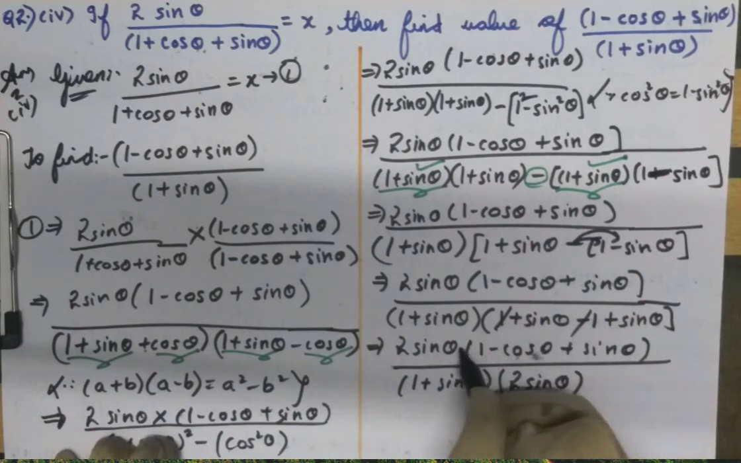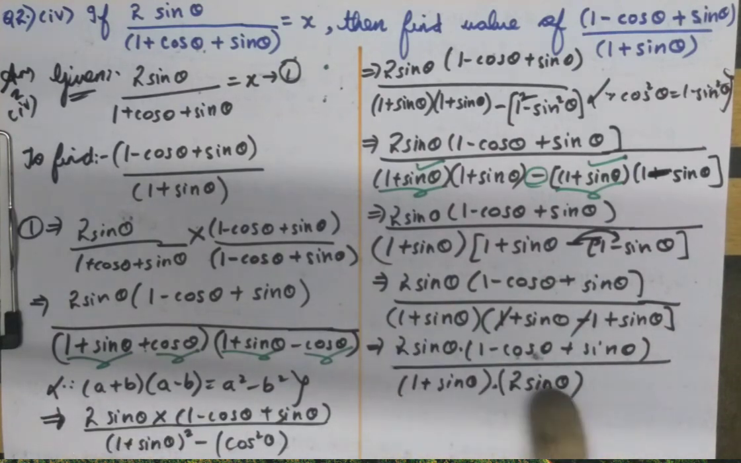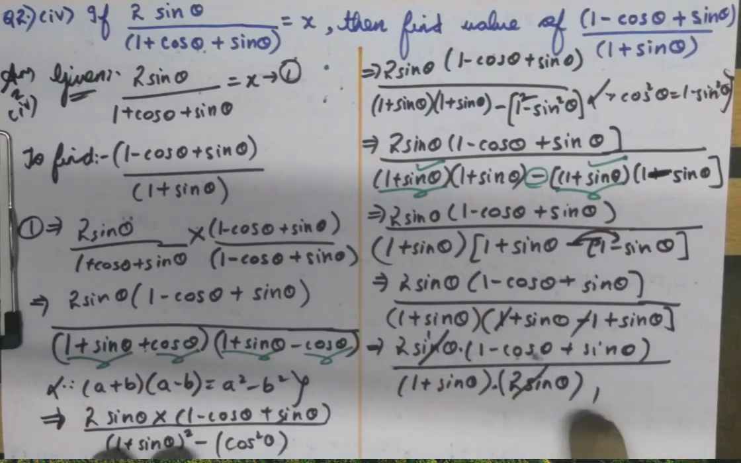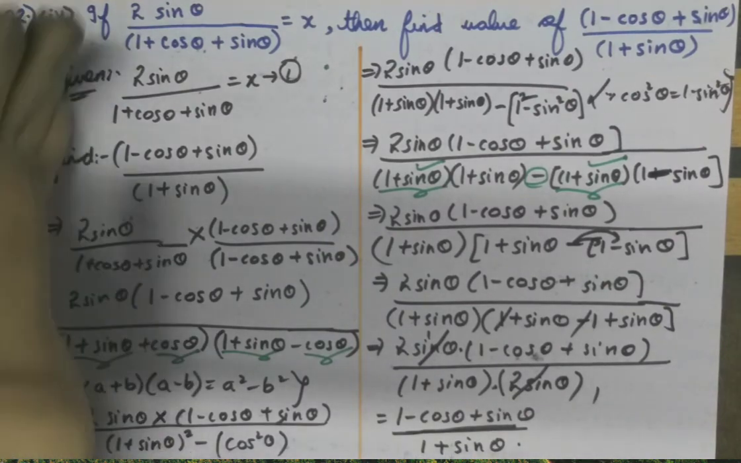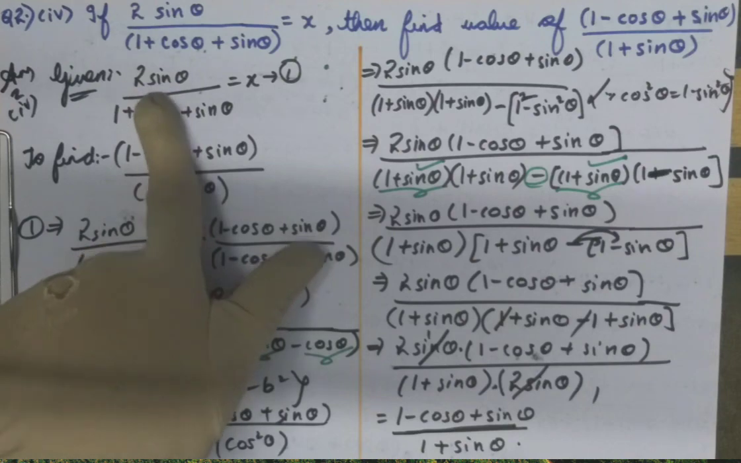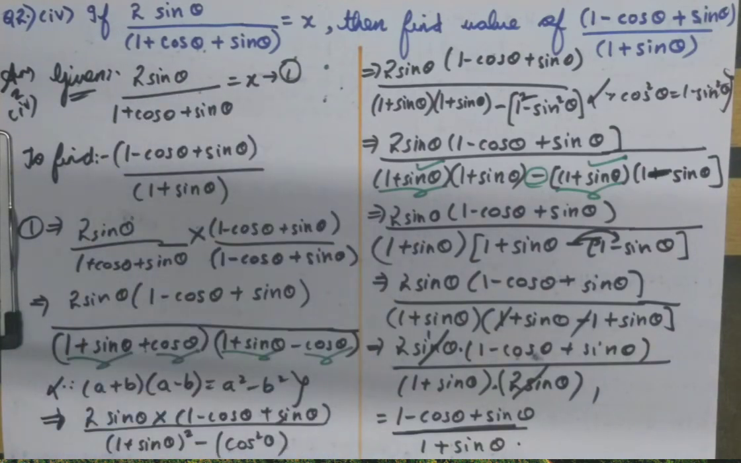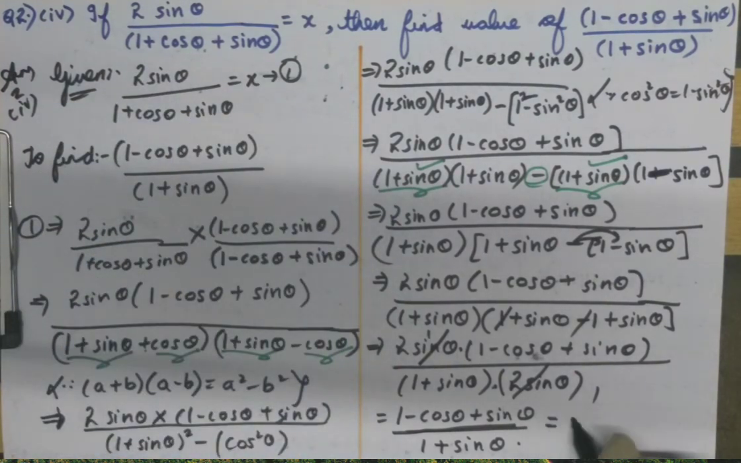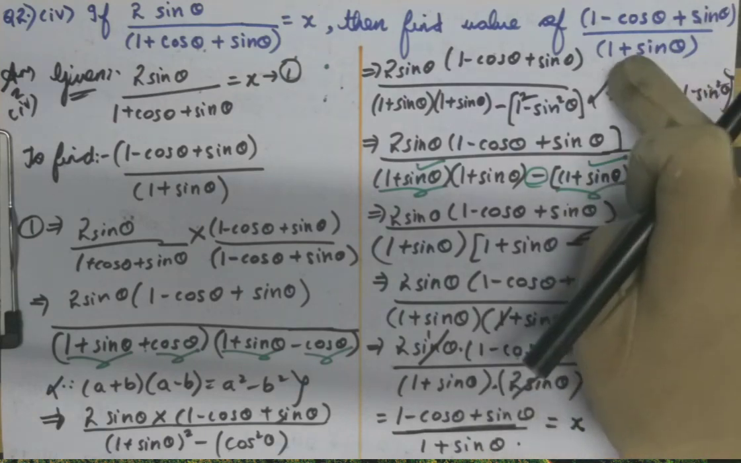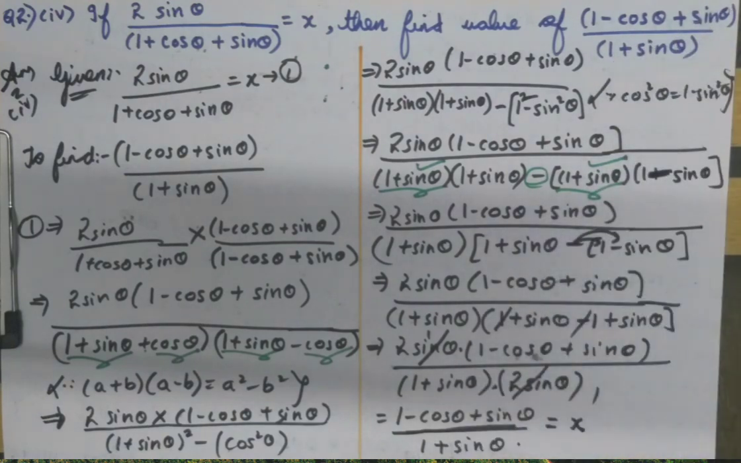So remember, what did I say? Whenever you have into and into, you can cancel numerator and denominator. So 2 sine theta in the numerator and 2 sine theta in the denominator both will get cancelled. What are we left with? We are left with (1 minus cos theta plus sine theta) by (1 plus sine theta). And actually, from where we had brought all this, we had taken this, right, and made it equal to x. Remember? So this whole is what? This whole is x only. So finally, this value is equal to x. So what is the value of (1 minus cos theta plus sin theta) by (1 plus sin theta)? The value is x.